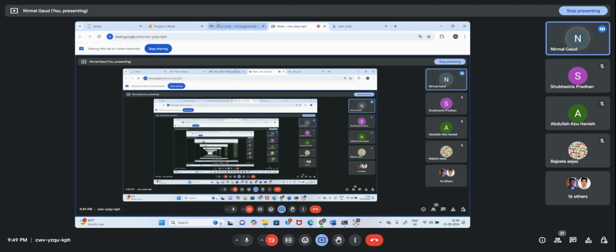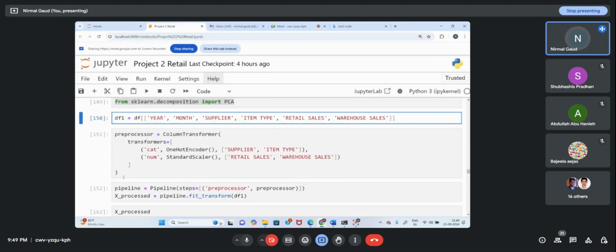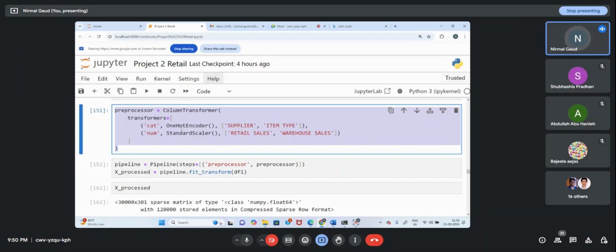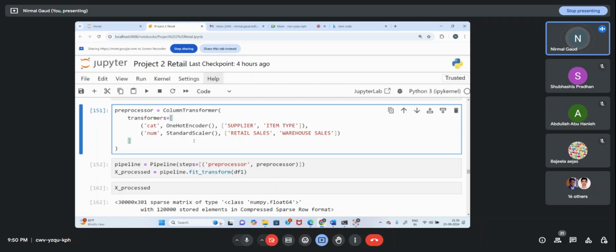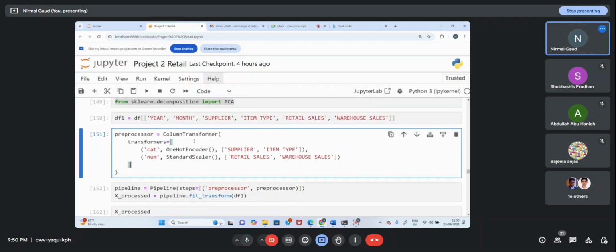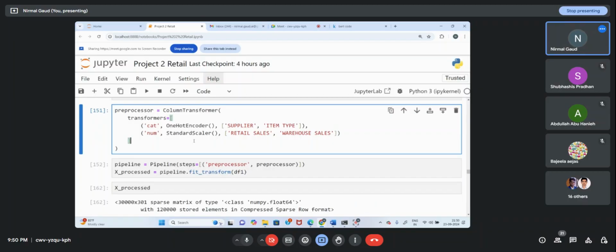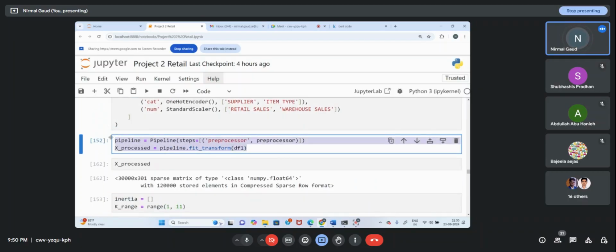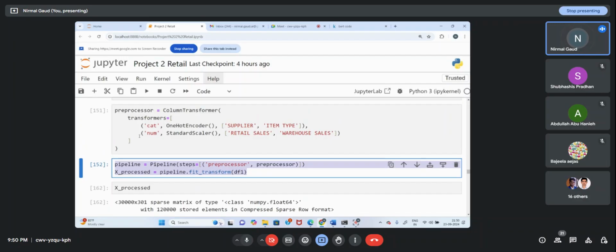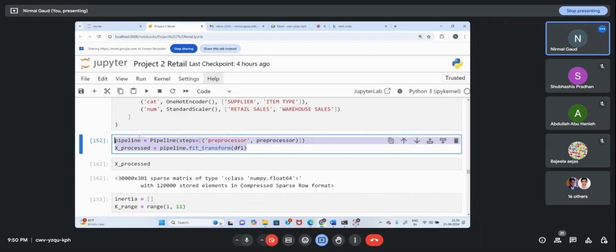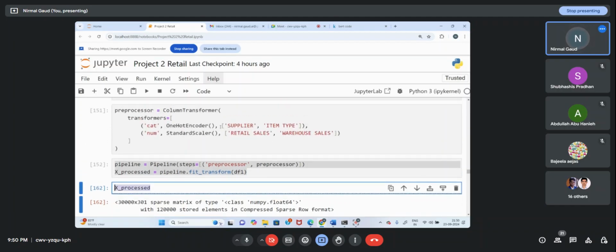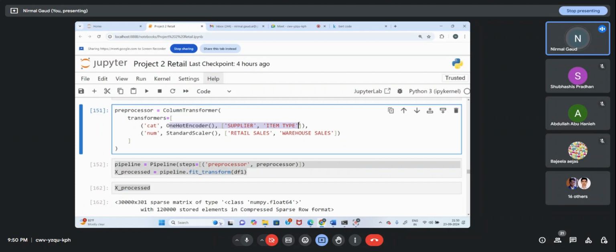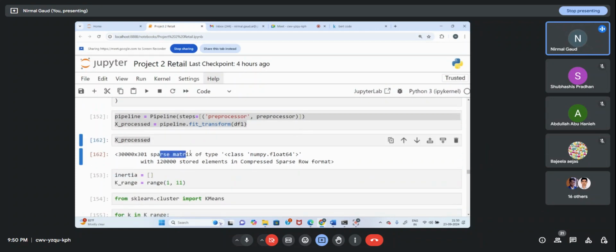Then I do the same task which I did above: one hot encoding of the categorical columns and standard scaler for the numerical columns. Then I gave this data into the pipeline so that the above code gets executed and my data will now be processed data. As you know, there are so many suppliers and item types, so obviously my data frame is now sparse data, a sparse matrix.